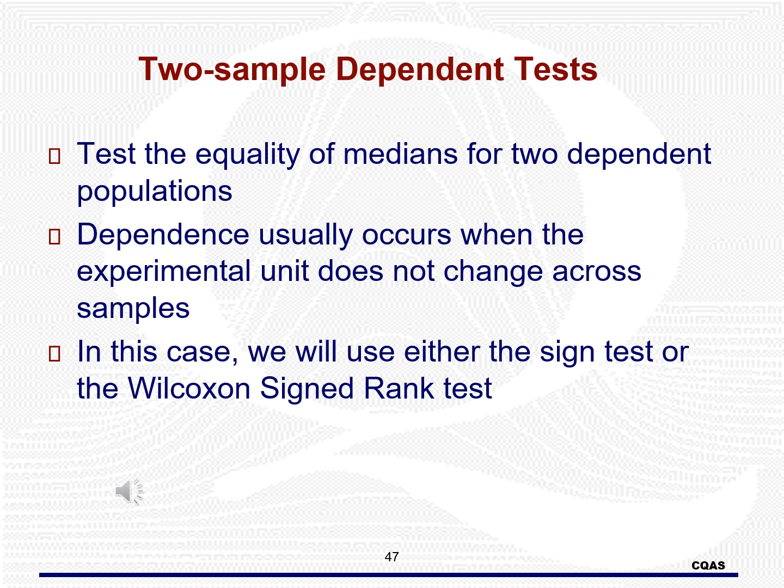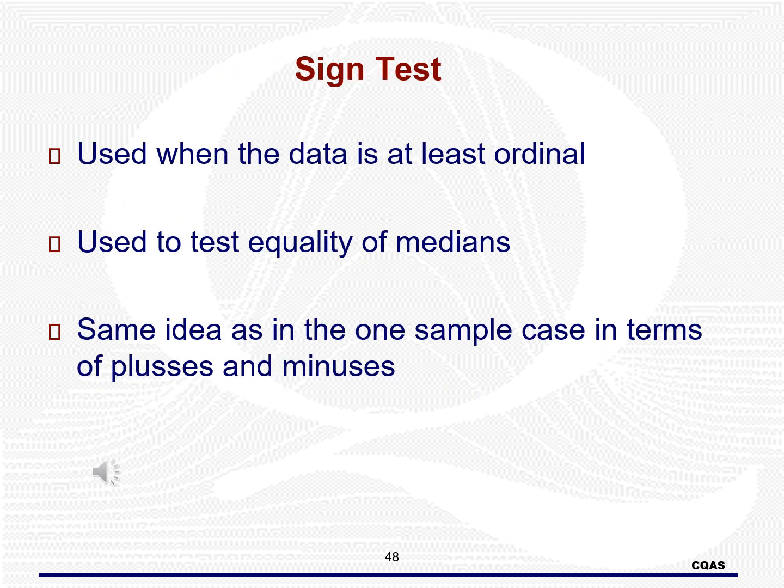Just like when we used the paired t-test instead of the two-sample t-test, we will need to use a different non-parametric test for dependent samples. Dependence usually occurs when the experimental unit does not change across samples. In this case, we will use either the sign test or the Wilcoxon signed rank WSR test. Let's first look at the sign test. We can use the sign test to test the equality of medians. To use this test, the data should be at least ordinal.